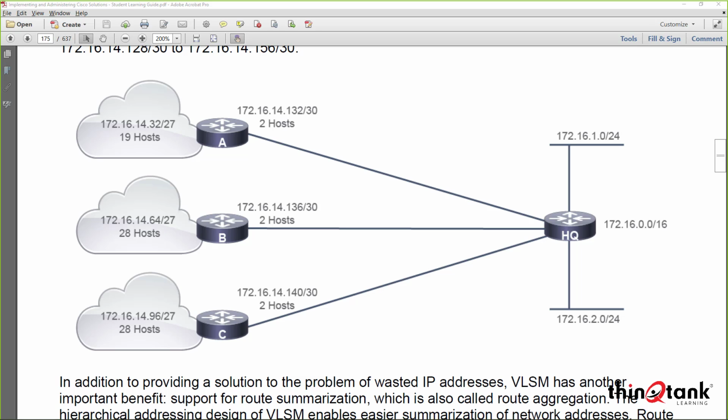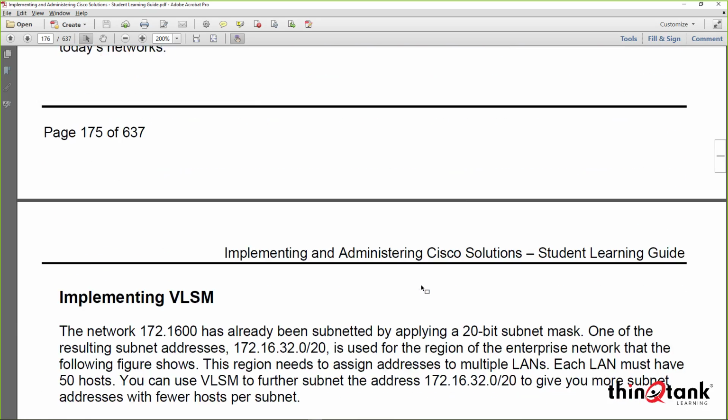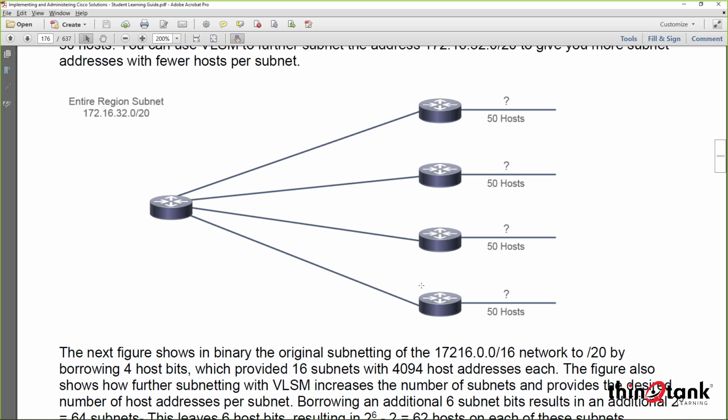Let's actually look at the example they have in the book here. They've got an example here. It says implementing VLSM. I was given a 172.16.32.0/20 subnet, and I have 50 hosts in each of the LANs.